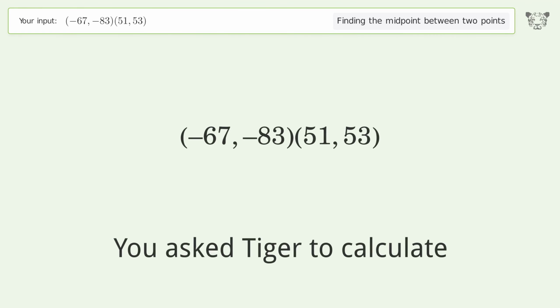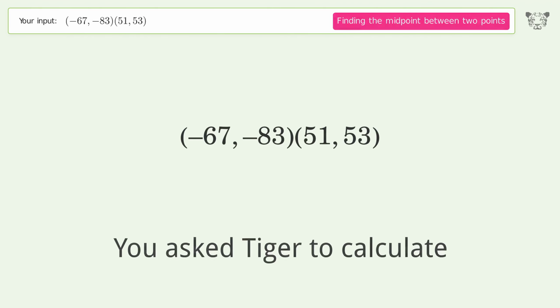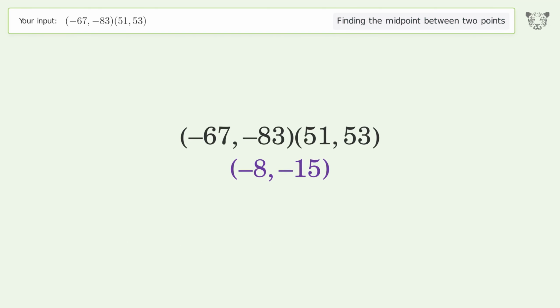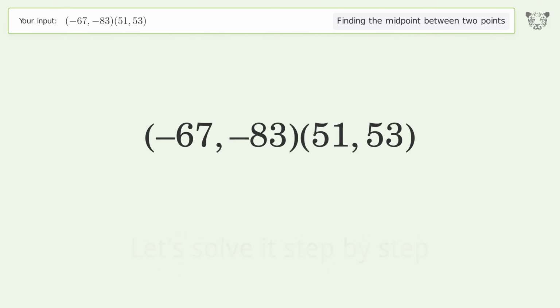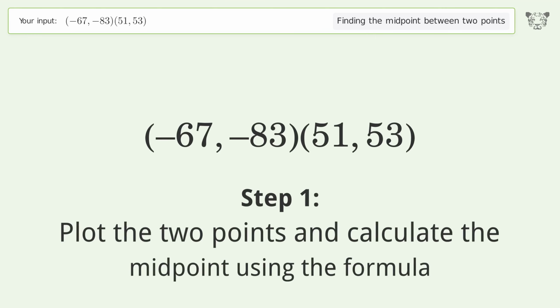You ask Tiger to calculate. This deals with finding the midpoint between 2 points. The midpoint between the 2 points is -8, -15. Let's solve it step by step. Plot the 2 points and calculate the midpoint using the formula.